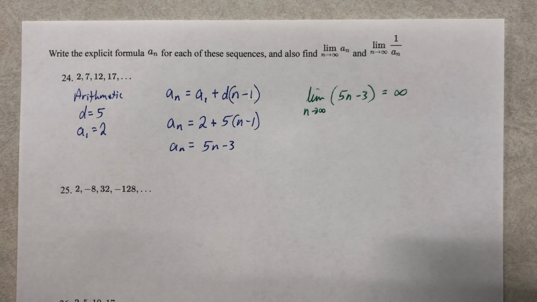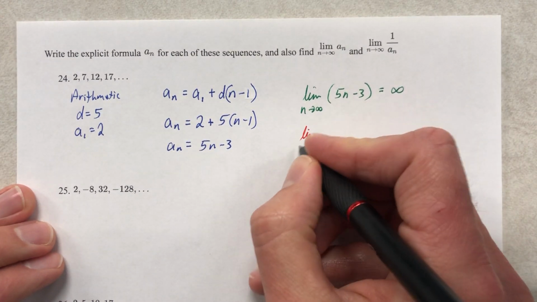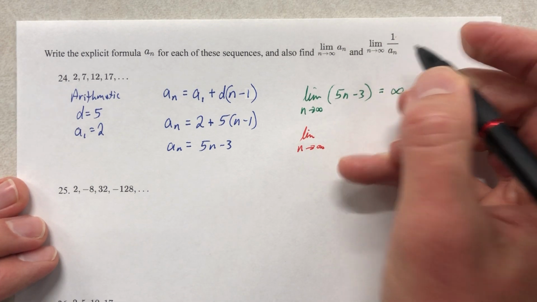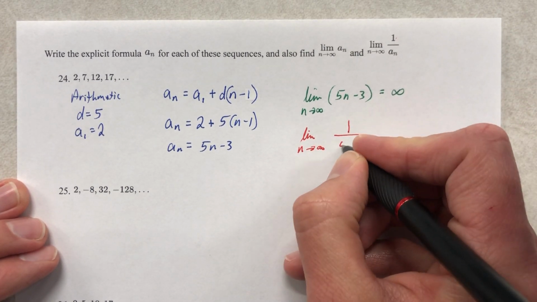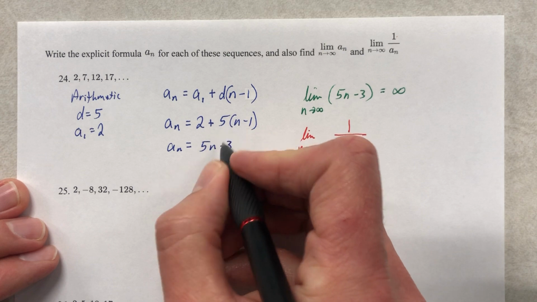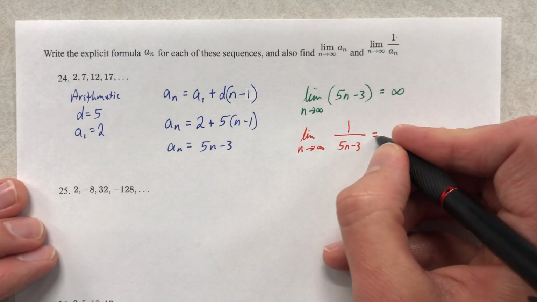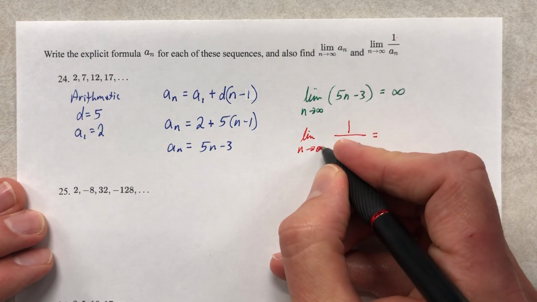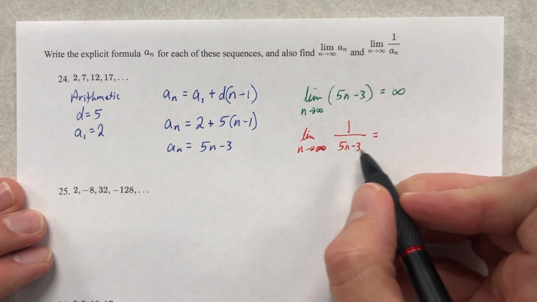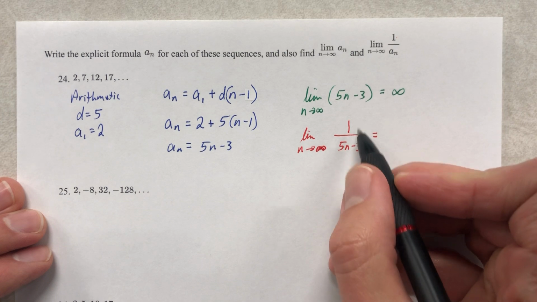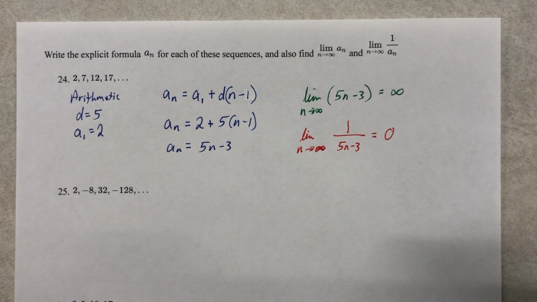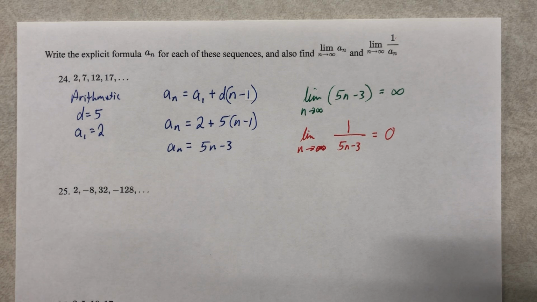So if we did the same thing, let's use red for the next one. If we did the same thing, only we did the reciprocal, the limit as n approaches infinity of 1 over a sub n, so 1 over the explicit formula. Either one will do. This one's a little cleaner. So now if I were to find the limit as n approaches infinity, I would say, well, my denominator's getting really big. I have 1 over an enormous number. This is approaching 0. Interesting, huh? I think so.